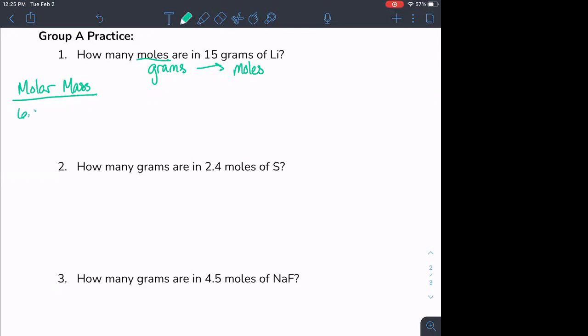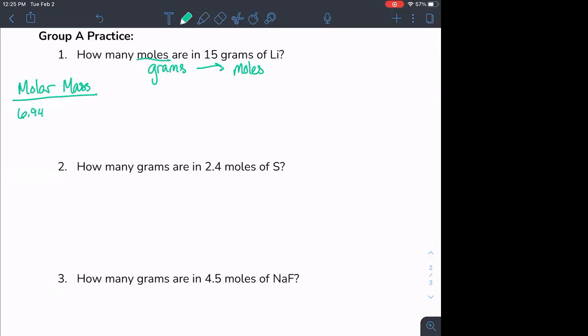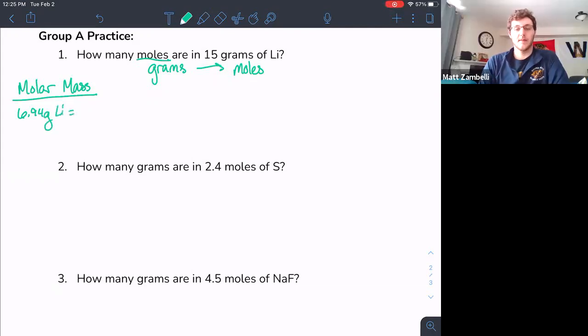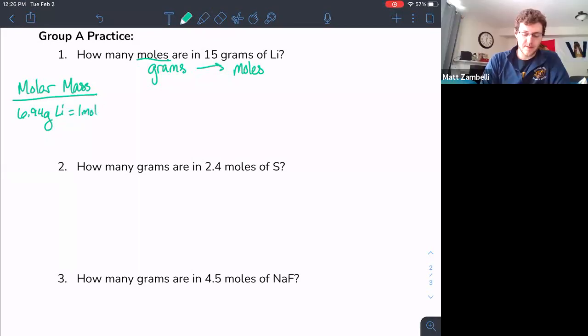6.94. And what are my units on that one? Grams of lithium. And then equal what? 1 mole. Yeah, perfect. So the number of grams that equals 1 mole is 6.94.